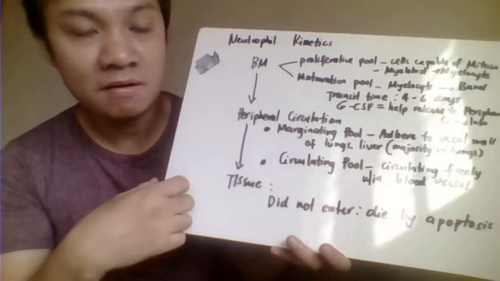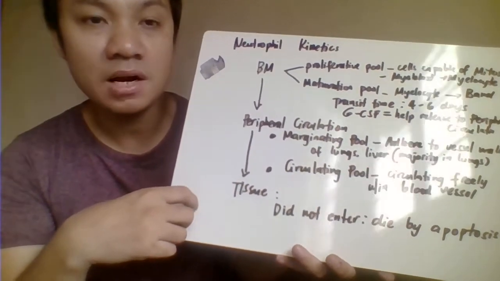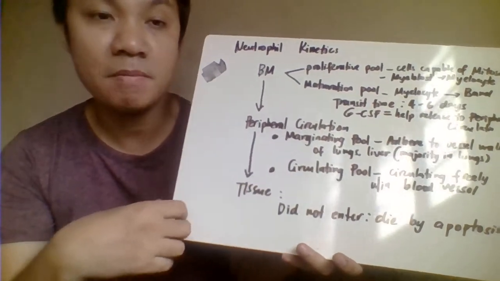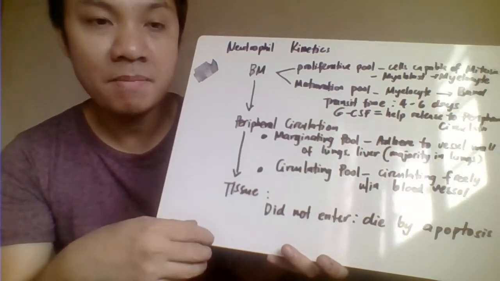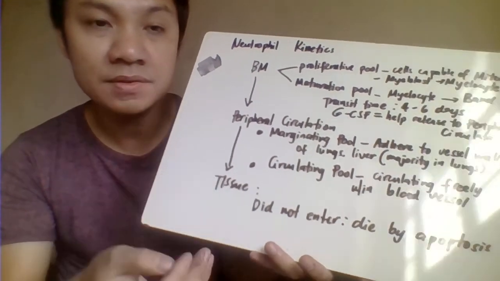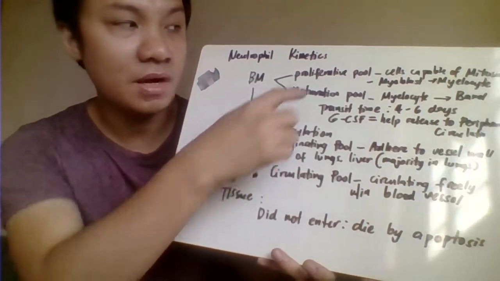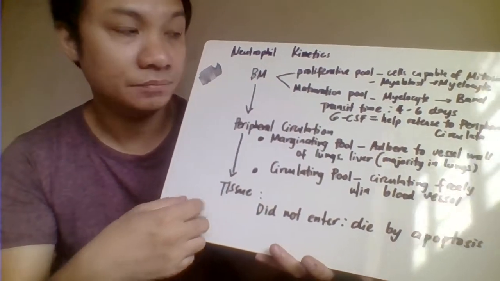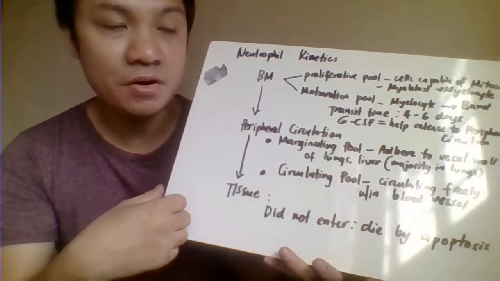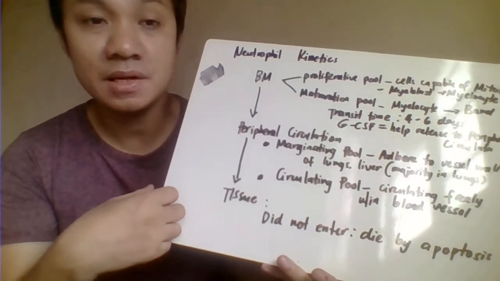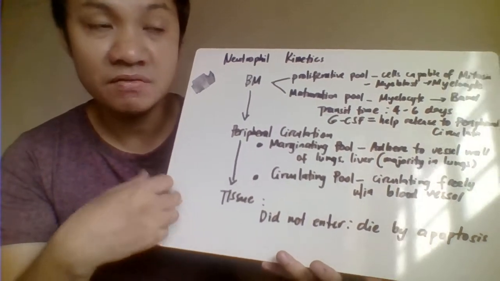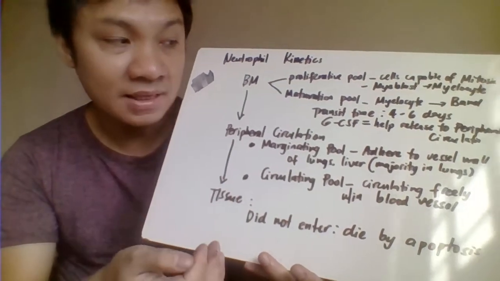Your proliferating pool here are those neutrophils which are capable of mitosis. Again, we're talking about your myeloblasts, promyelocyte up to your myelocytes because again, they are all capable of mitosis. So they are found in the proliferative pool. What constitutes your maturation pool will be those cells which are already matured, that's from your myelocyte up to your band.